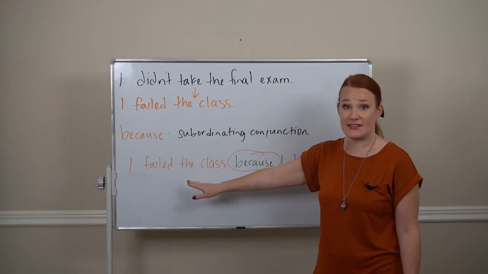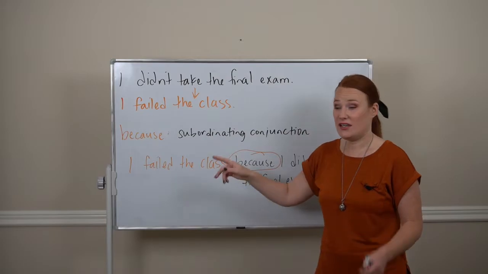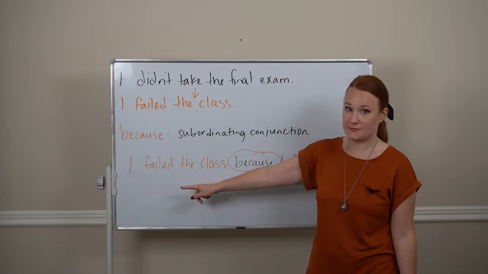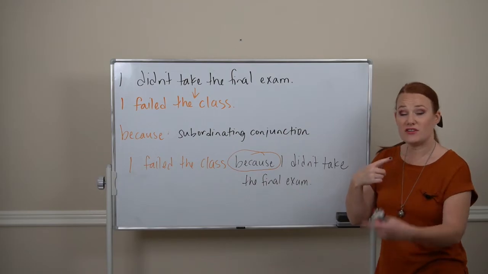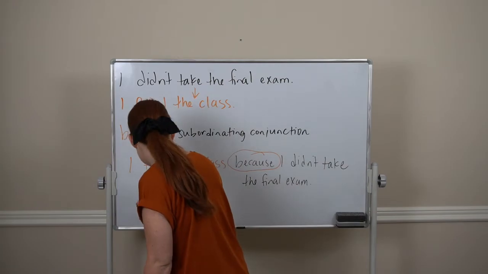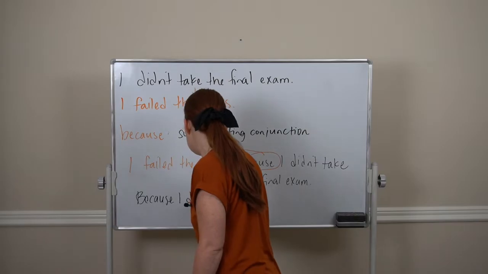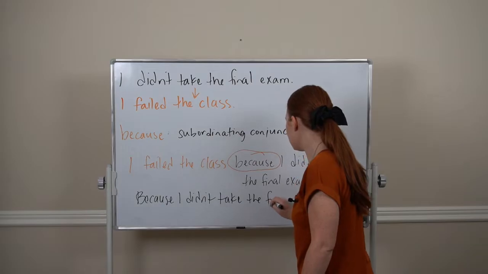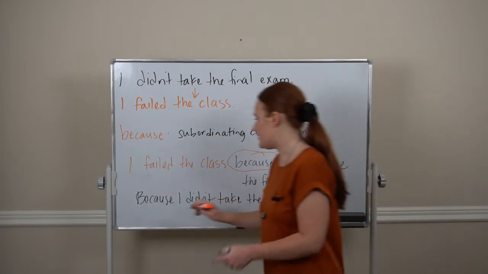But the main clause is independent. I failed the class, period. That sentence is just fine. But when you start with because, it has to be connected to the main idea. With subordinating conjunctions, we can also reverse the clauses. So my because, my subordinate clause can go at the beginning. Because I didn't take the final exam, I failed the class.